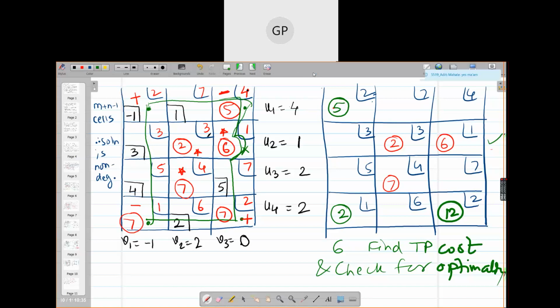Come on, girls, answer my question. Yes, ma'am. Okay, so what do you do now? The solution is optimal. All Dijs are greater than 0.